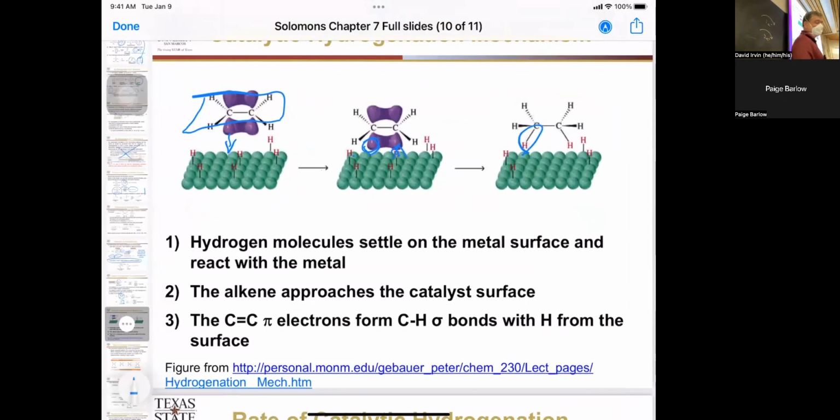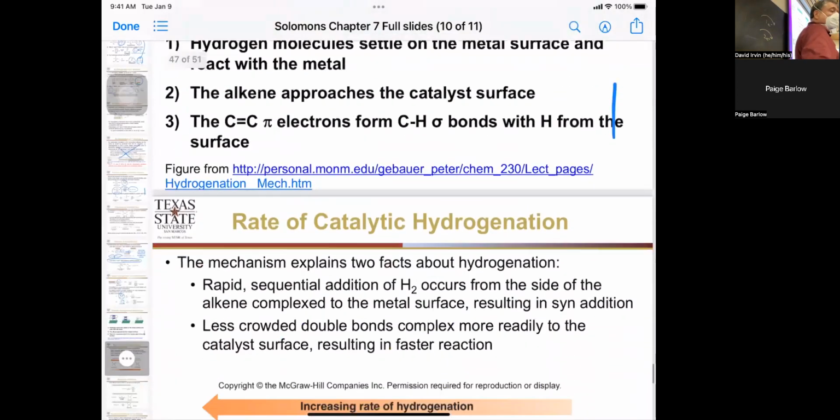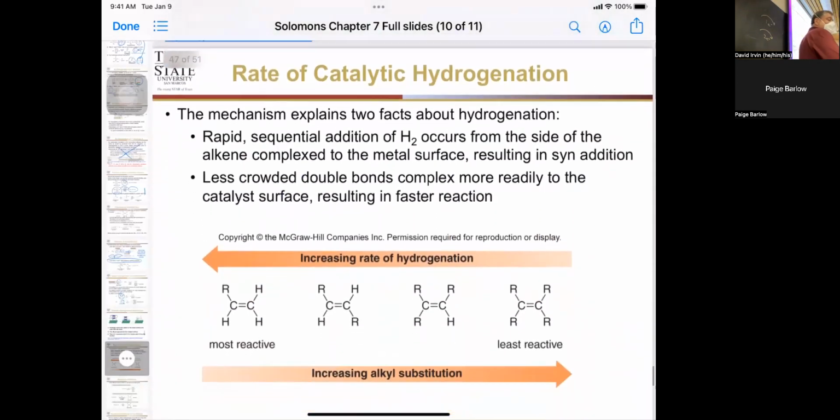All right, so questions on that? Okay, so the rate associated with the catalytic hydrogenation has everything to do with sterics.